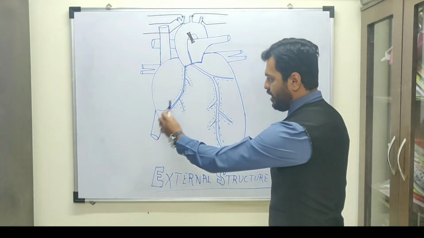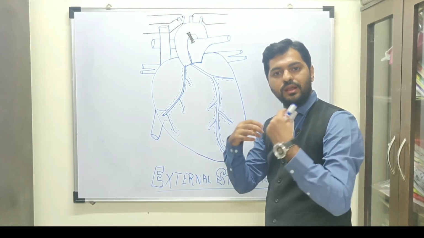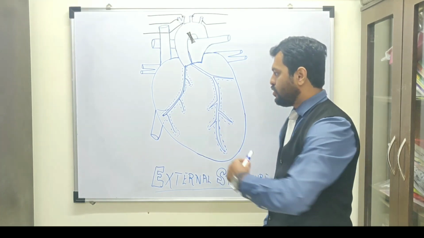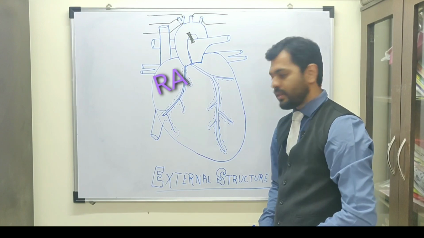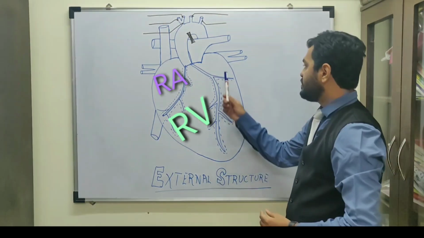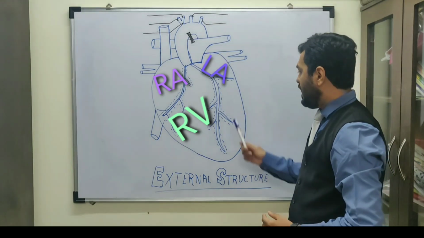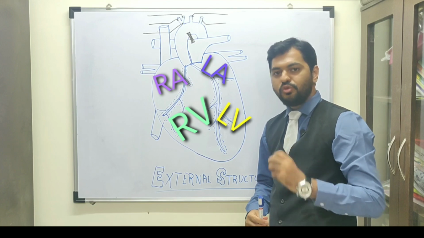On the left side we are going to label the right structures, because we label from the patient's perspective. So on the left side, this part is the right atrium, this part is the right ventricle, this is the left atrium, and this is the left ventricle. These are the four chambers of the human heart.